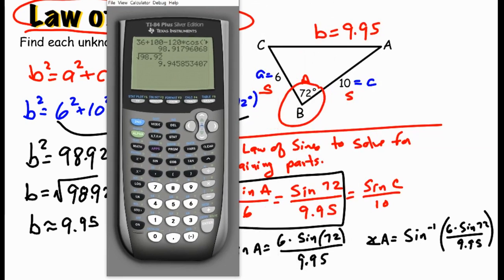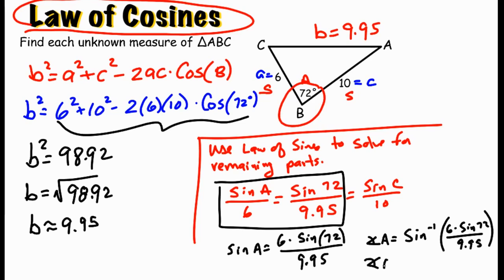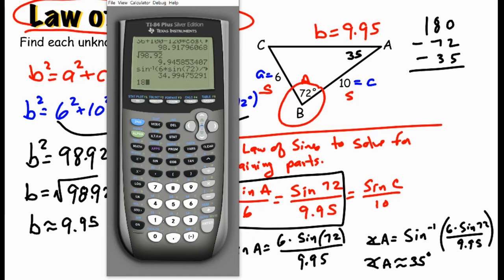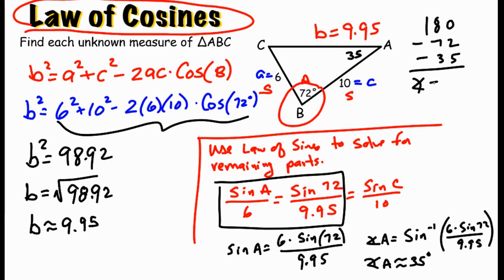So back to our calculator. Second sine gives us the sine inverse. 6 times sine of 72, close the parentheses, divided by 9.95, close the parentheses again, and we get that angle A is about 35 degrees. Once we get 35 degrees for angle A, then we can find angle C by subtracting from 180. So subtract our 72 degrees, subtract our 35 degrees. And that tells us that angle C is 73 degrees. So we've solved for all the unknown measures of triangle ABC.